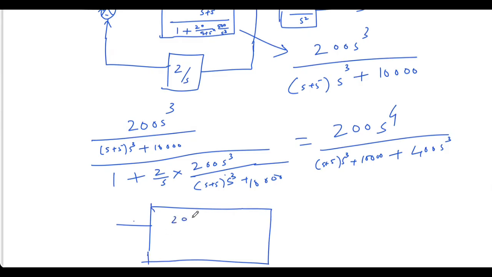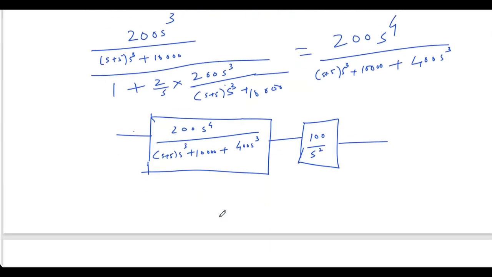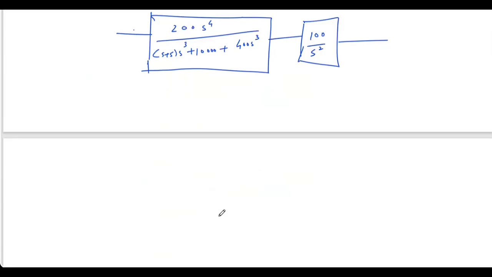What is this? 200 S power 4 by S plus 5 into S cube plus 10,000 plus 400 S cube. And you have another block, 100 by S squared. You can multiply these two. If you multiply these two, S square and S power 4 will get cancelled. You will get 200 into 100 is 20,000.